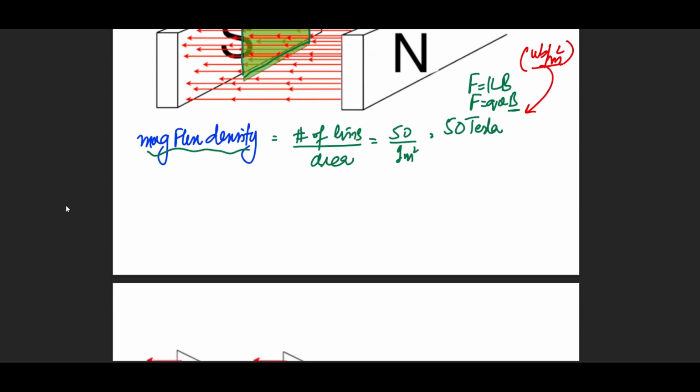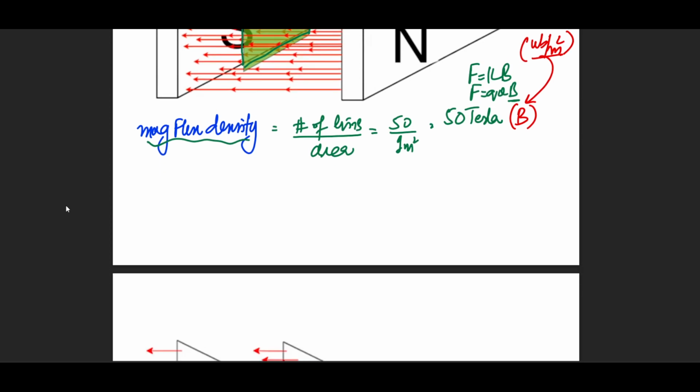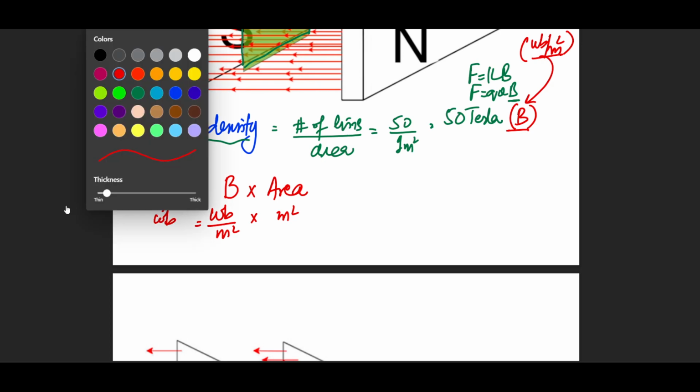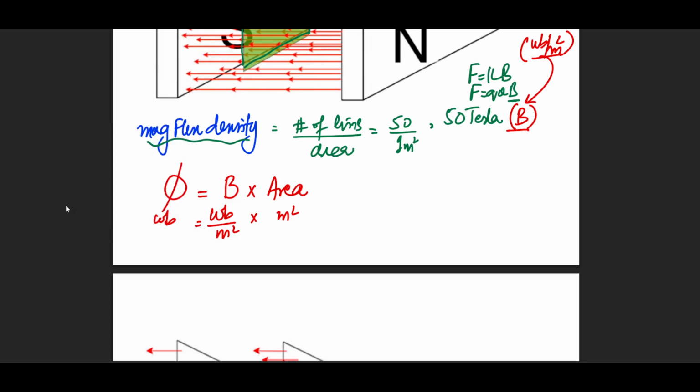So magnetic flux density, we are basically talking about the letter B, if you just want to look at the formulas. So the formula actually becomes that the total number of lines, phi, magnetic flux, will be equal to the magnetic flux density, which is B, multiplied by the cross-sectional area A. So this is Webers per meter square being multiplied by meter square, of course, going to give you an answer of Webers. Webers is flux, flux is the number of lines, right?